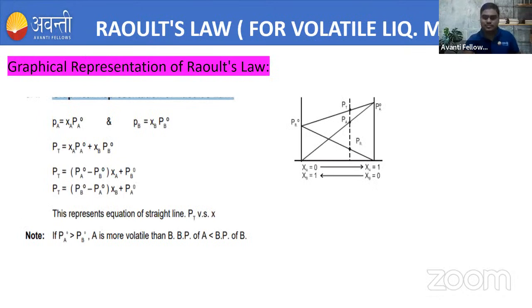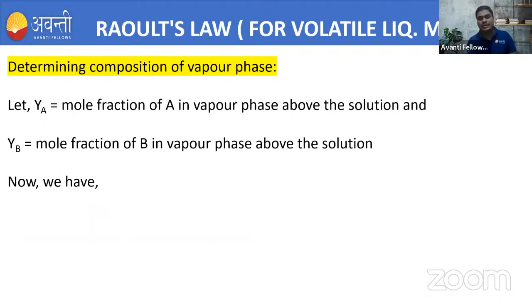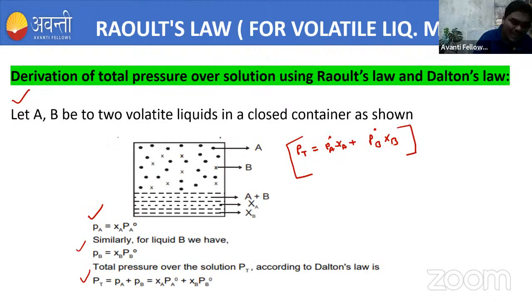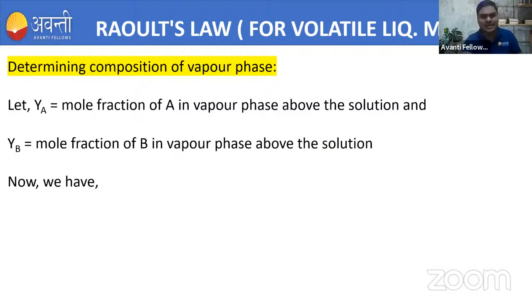Now we can easily calculate this, right? So how will you calculate this? Can anyone tell me how you will calculate this in case of vapor? In case of liquid, we calculate PT is equal to P naught A into XA plus P naught B into XB. How will you calculate in case of the vapor phase? On a similar basis, just like the liquid state, we can also calculate it in the vapor phase.